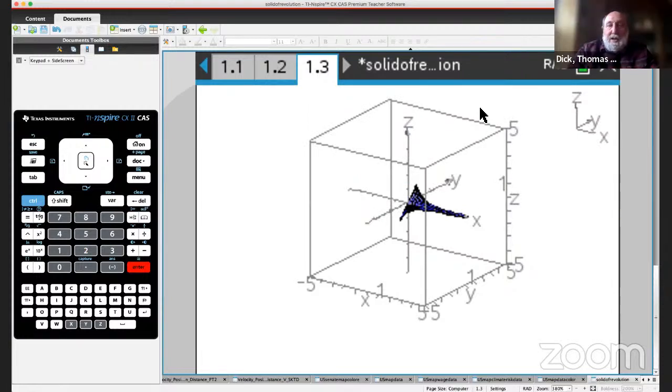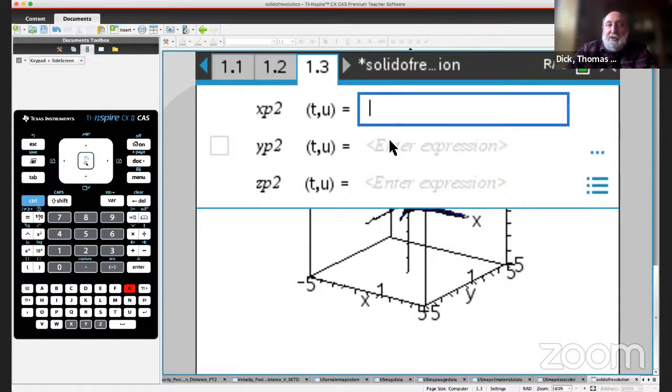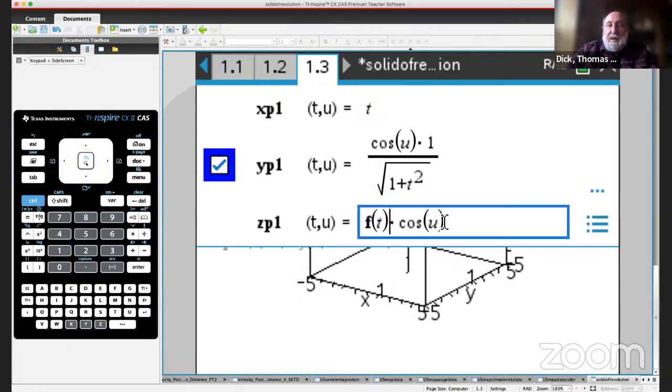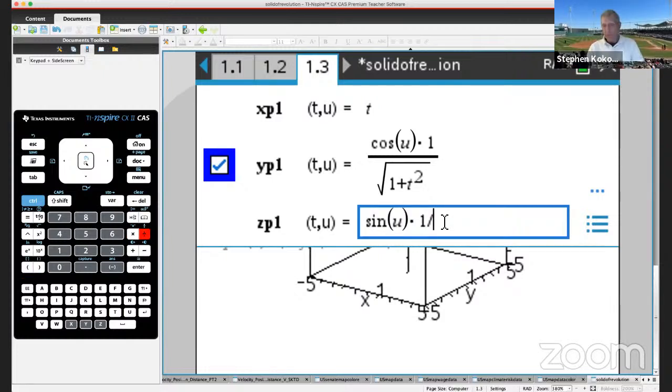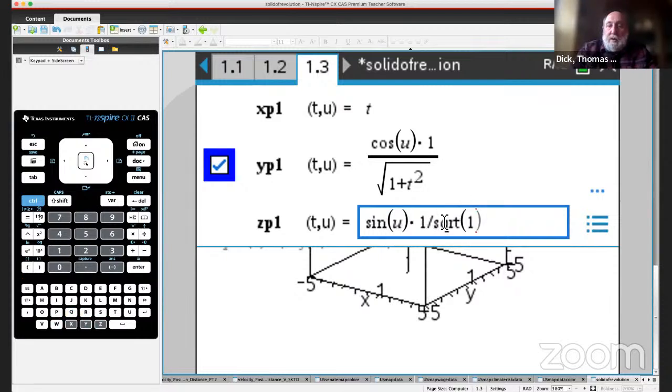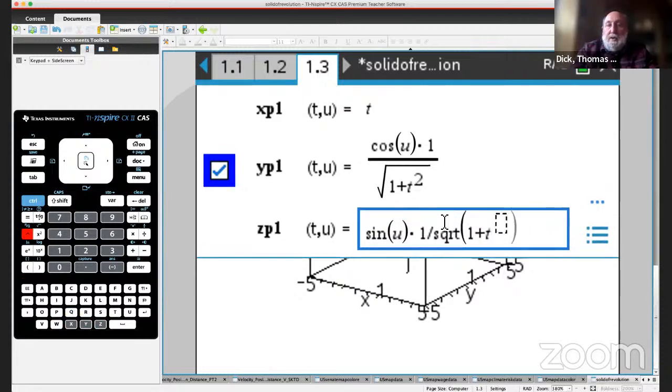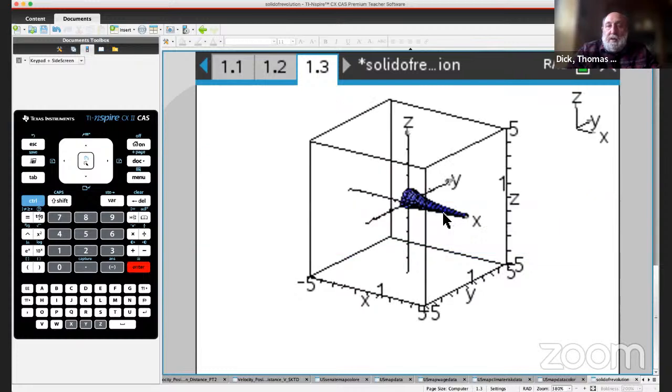Oh, already plotted something, so let me go back. There probably was some function stored in f of t. So let me get my z. Now I'm going to do the same kind of thing here. I'm going to do sine of u times that 1 over square root of 1 plus t squared. All right, and there's my plot. I'm thinking that probably my domain is not the right domain. So let's take a look at that.